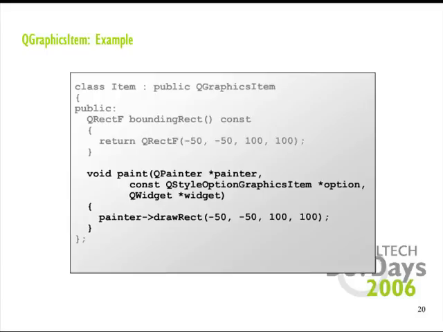And then I implement the paint function to paint this item. If you've used the style API, you will see some similarities between this paint function and the paint function in the style API. It is passed a QPainter that has set up the transformation to make sure that you are now in your own local coordinate system with the proper transformation set up.